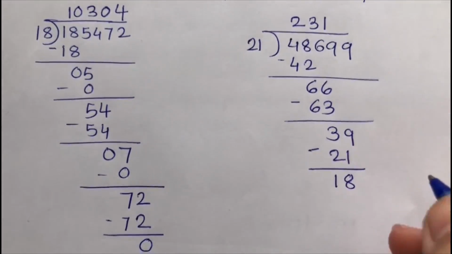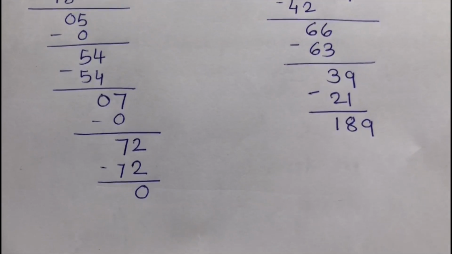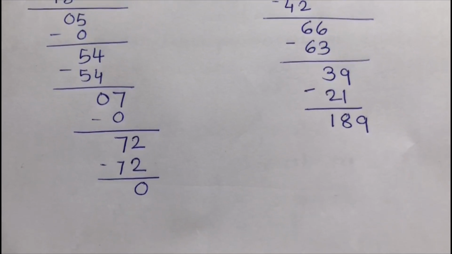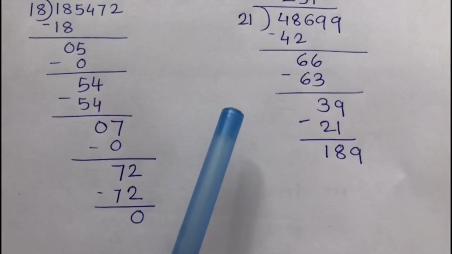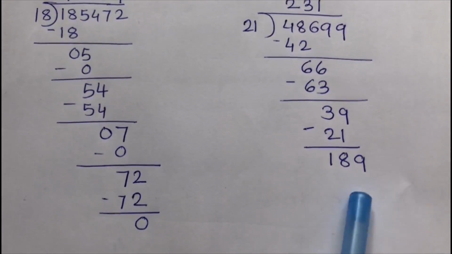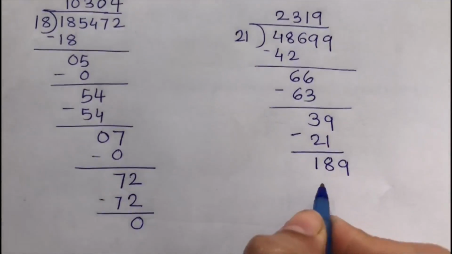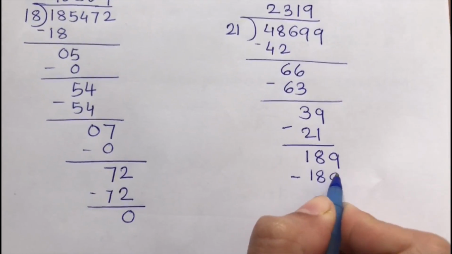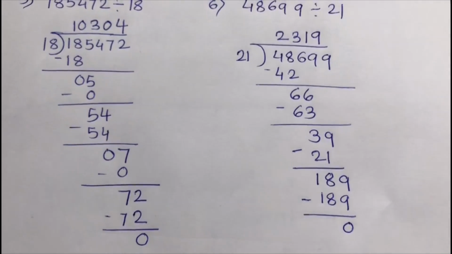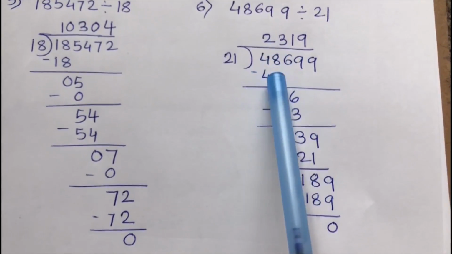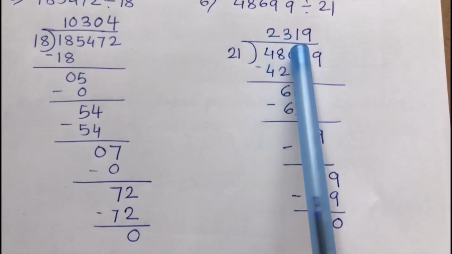And take the next digit down, which is 9. So the number becomes 189. In the multiplication table of 21, 189 comes at the 9th place, so I write here 9 and subtract 189, and we get the remainder 0. That means when we divide 48,699 by 21, we get the answer 2,319.